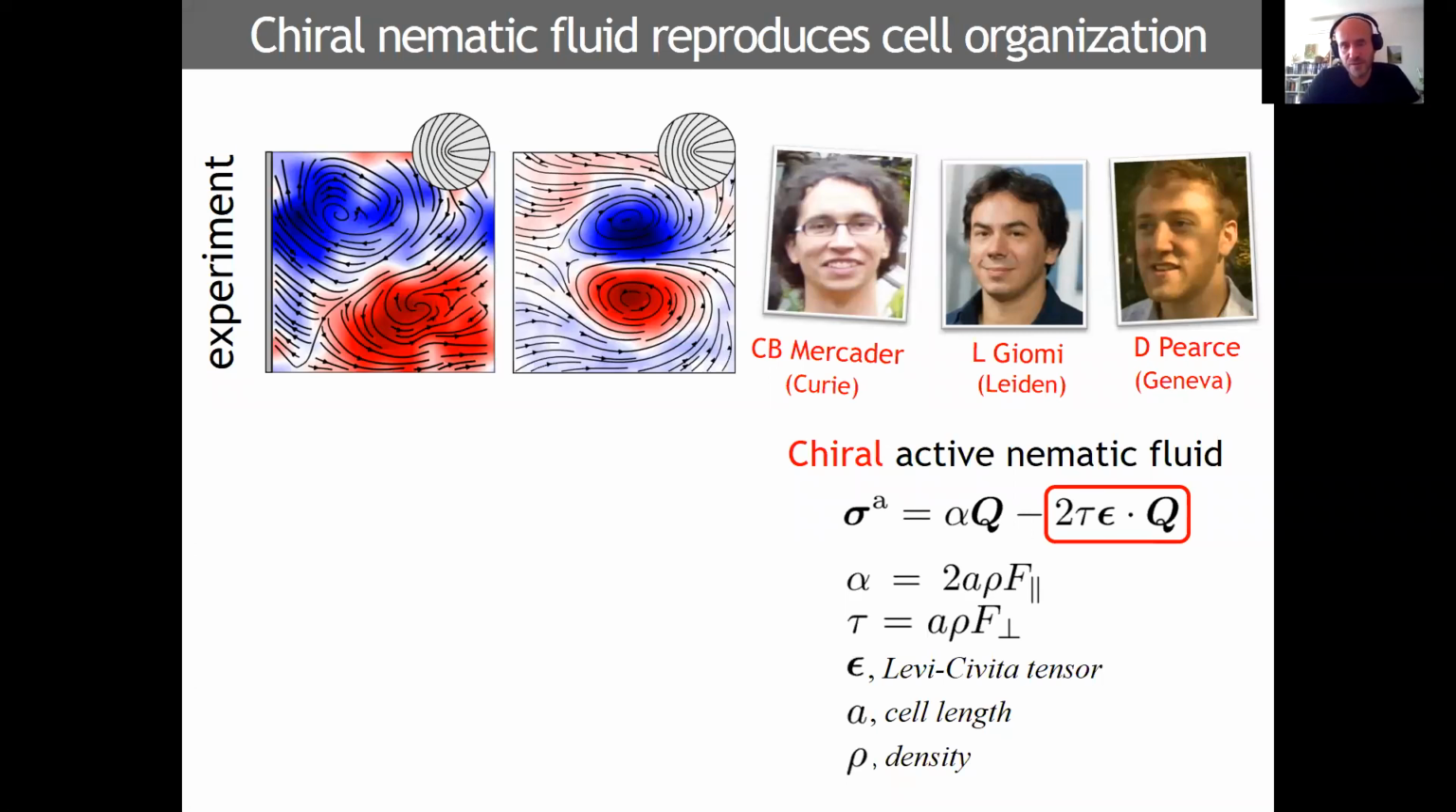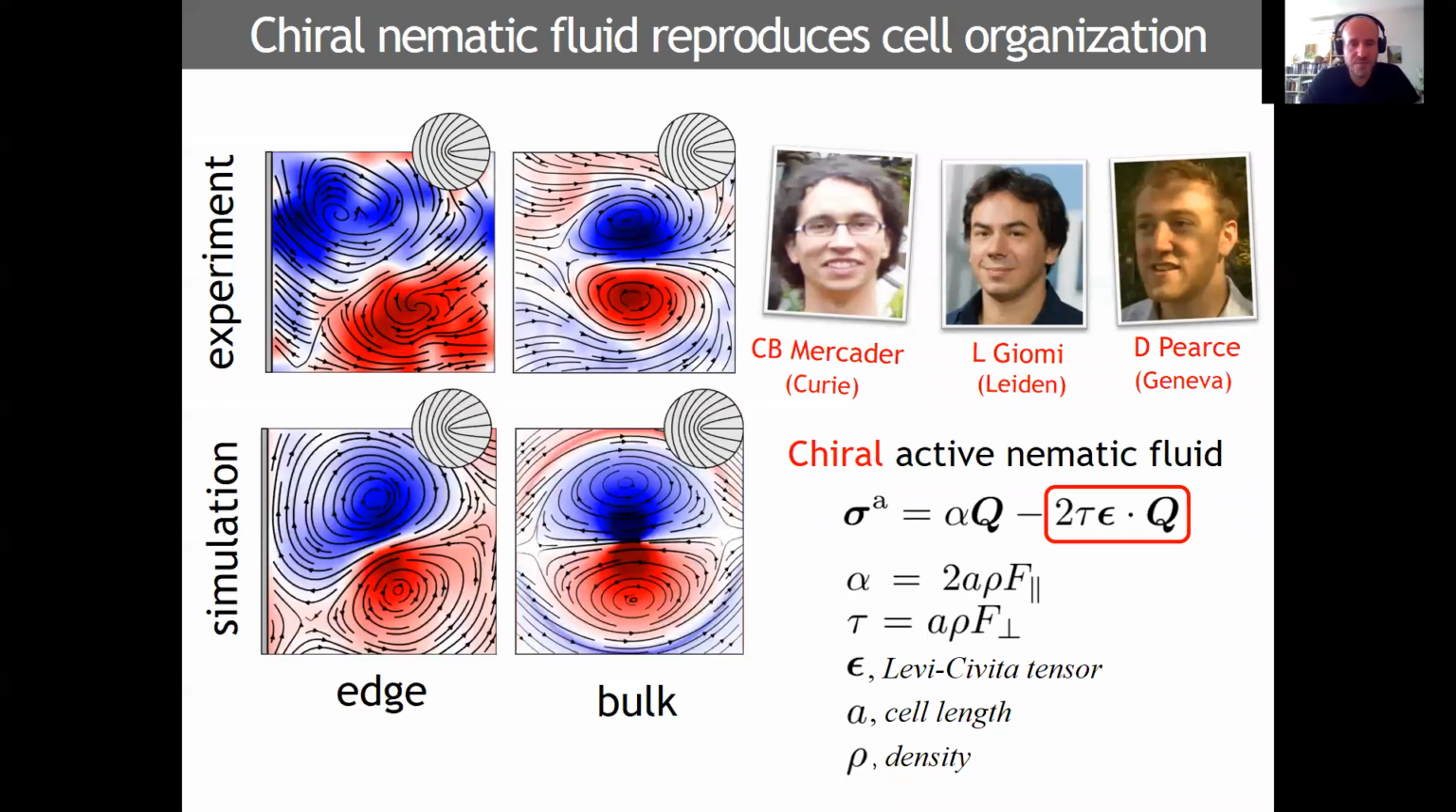So you add a bit of chiral stresses to your nematic particles, and this is the simulation result. The bulk is an analytical result of just an isolated defect, and the edge is indeed the simulation. And you obtain a very similar pattern, of course much smoother than the analytical case, but still very surprisingly similar.